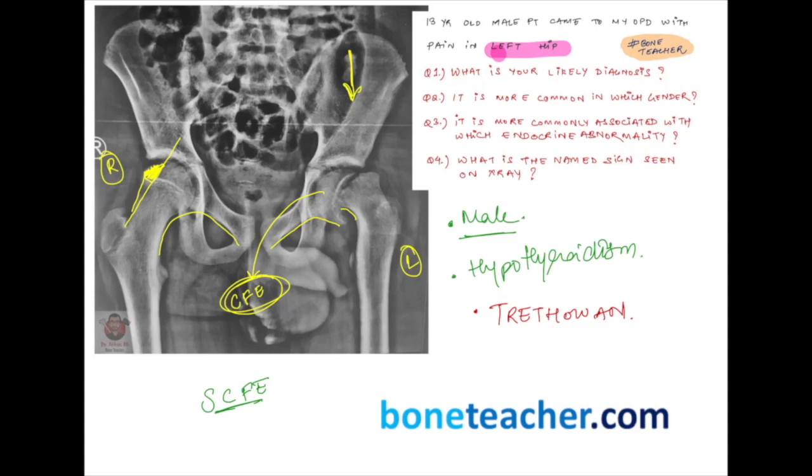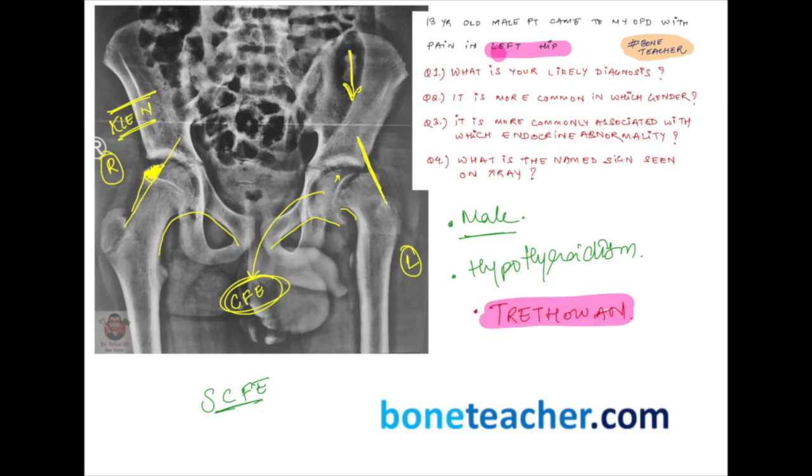So when you draw a line over the lateral part of the neck of the femur, it intersects the head of the femur. This line is known as your Klein's line. This line is Klein's line, and normally it intersects the head of the femur. In slipped capital femoral epiphysis, if you draw the same line and continue it proximally, you will notice that it does not intersect the head of the femur. This is known as your Trethowan sign.